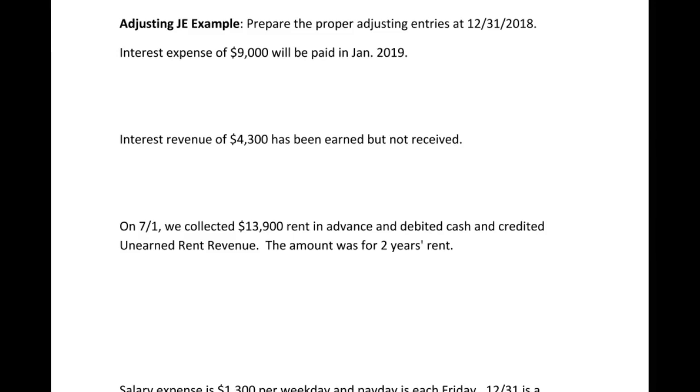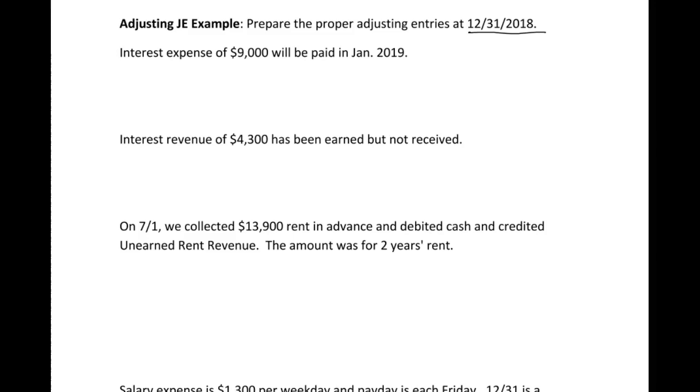So what we're going to do now is put them all together. We're going to read through these examples, identify whether we're dealing with a deferral, accrual, or estimate (or depreciation, I should say), and then record the journal entry. Just a couple things to keep in mind here. Notice we're doing these on 12/31/18, so I'm not going to write 12/31/18 for all the journal entries, but that's the date.